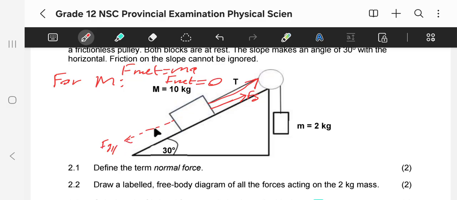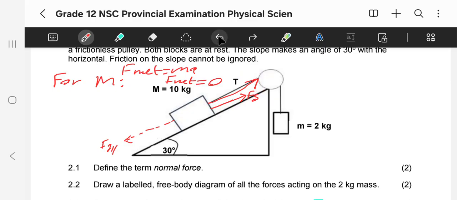I hope guys you understand that. Now when we look at the directions, we will say that maybe these two forces are moving in the upward direction, so they'll be positive, and then these ones will be moving in the downward direction, so they'll be negative. So this one will be negative, and then these ones will be positive because they are moving upwards. I hope guys this makes sense. Or we can do it vice versa.